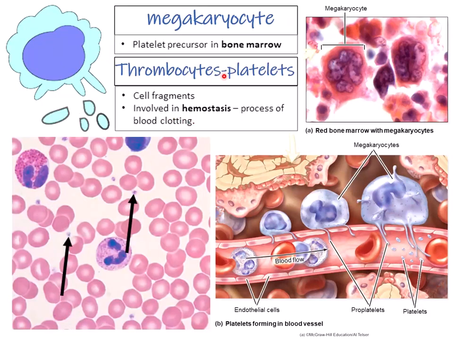So thrombocytes is the name for platelets. A thrombus is a blood clot, a cyte is a cell. When we look at a blood smear, we learn that these are the red blood cells. These little tiny bits of purple almost look like trash on a blood smear. Those are platelets. So platelets come from megakaryocytes. And all hematopoiesis occurs in the red bone marrow.